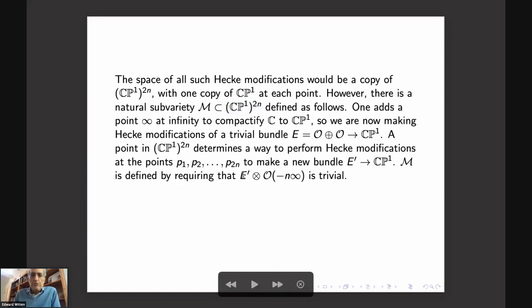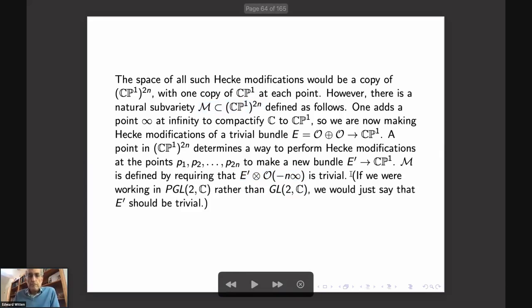So I described this slightly differently. We can twist back to 0 first Chern class by twisting E prime by O of minus n times the point at infinity. This is then a rank 2 bundle over CP1 of 0 first Chern class. It's generically trivial. And if we ask that it actually is trivial, we get a Zariski open subset of CP1 to the 2n. If we'd been working in PGL of 2C rather than GL of 2C, we wouldn't have needed this twisting, and we would have defined M by just saying that E prime is trivial.